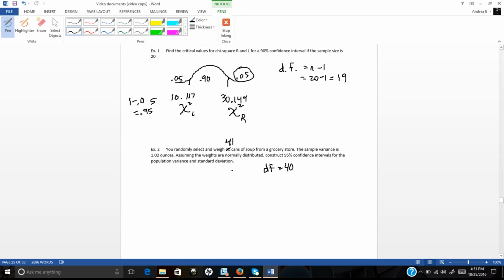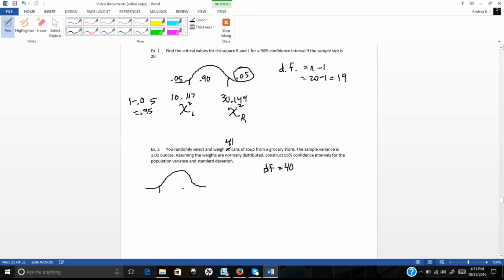And then we have a sample variance of 1.02 ounces. Assuming the weights are normally distributed, construct a 95% confidence interval for the population variance and standard deviations. So first of all here, we're going to have to find our chi-squared L and chi-squared R values again here, because those are used in the formulas.